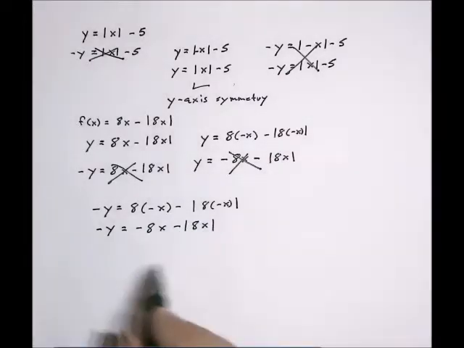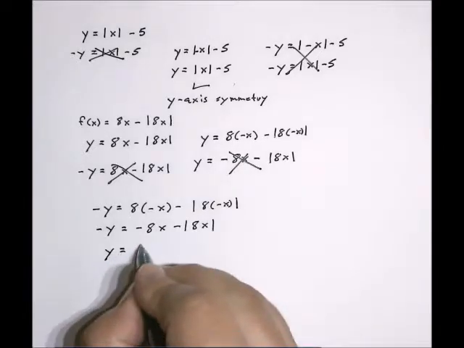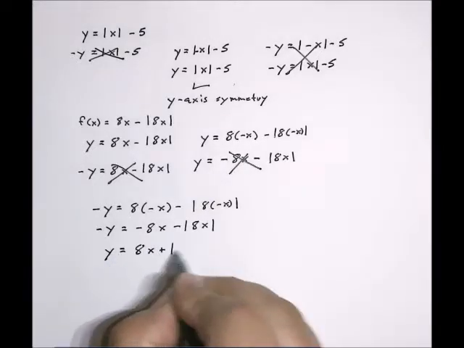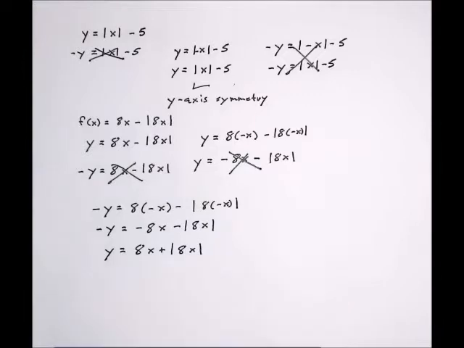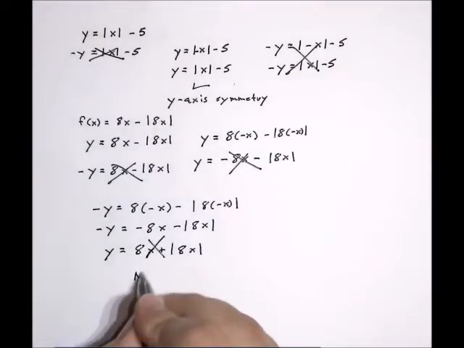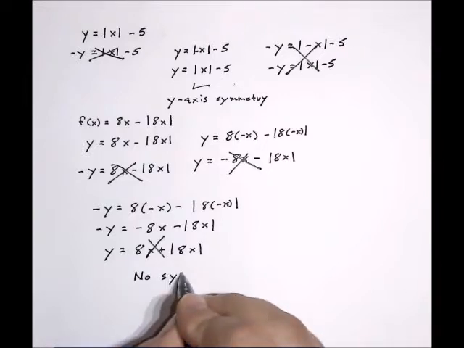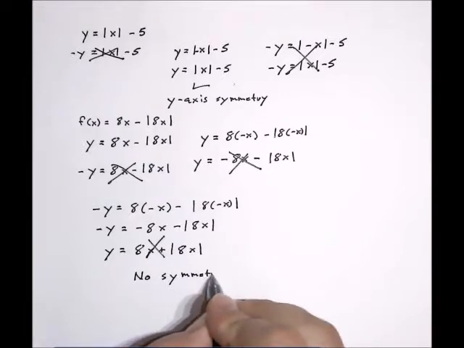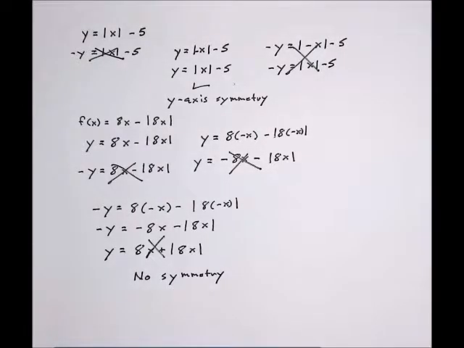And even if I multiply through by -1, I do not get the same function. So we don't have origin symmetry either. So this particular function does not have any symmetry. Let's try a few more of these.